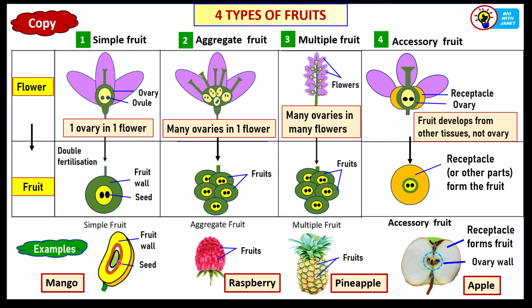One example of a simple fruit is the mango. Now you can see here this fruit wall, the yellow part, develops from the single ovary. It's fleshy and succulent or juicy, and this is the part that we eat. But after you eat the fruit, you will come to the seed, which is surrounded by a hard covering.